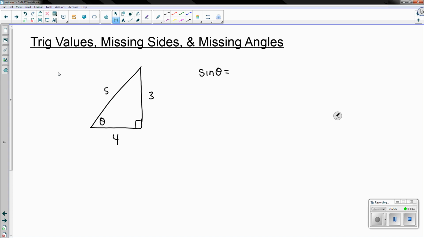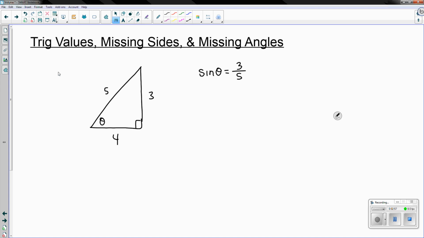So if you come across a problem that you're missing a side that you need in order to find the value of one of these trig functions, if you have 2 of them, use Pythagorean theorem to get that third. So sine is opposite, which is the value of 3, and hypotenuse, which is the value of 5, and that ratio gives us the sine.